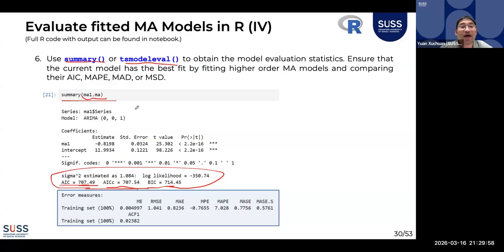For example, for this model, you might have MA1 to model the time series. You might consider MA2, or you might use an AR(p) model. So eventually you will compare which model is better. You look at the AIC information and BIC information to select.